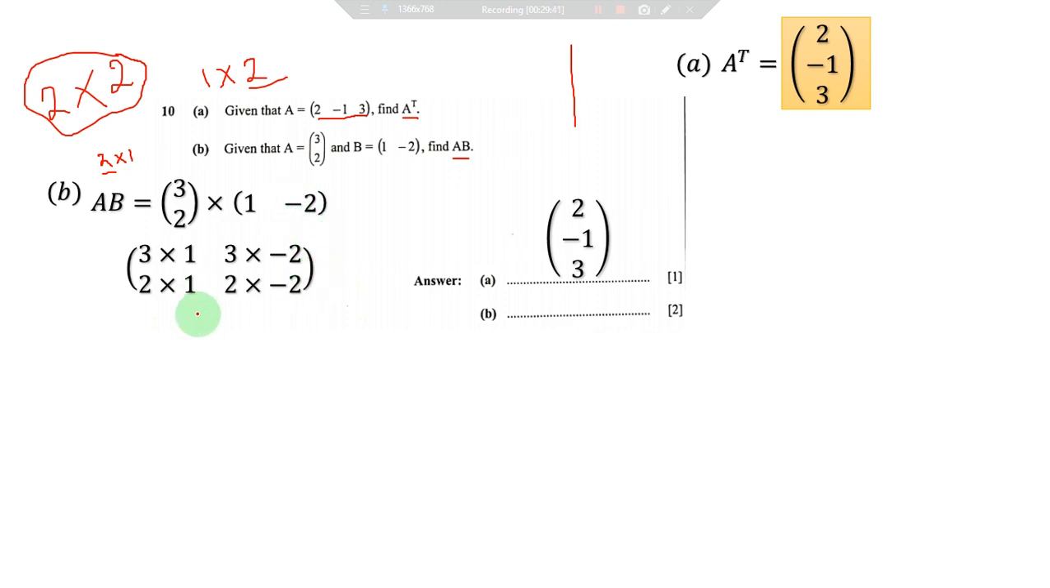When we multiply 3 times 1, it's a 3. 3 times -2, it's a -6. 2 times 1, it's a 2. 2 times -2, it's a -4. Notice the order of this matrix. It's a 2 by 2, just like what we predicted there. So you can know the order of your matrix before you begin to multiply, so that you see if you're doing the correct thing or not.